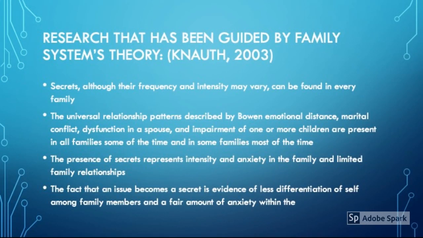Knott's research in 2003 was another study guided by family systems theory, and this research mainly focused on secrets within the family. Secrets, although their frequency and intensity may vary, can be found in every family. This study found that the presence of secrets represents intensity and anxiety in the family and limited family relationships.